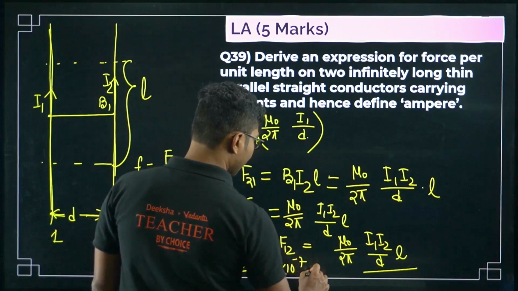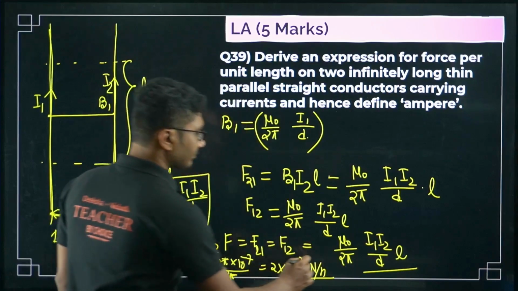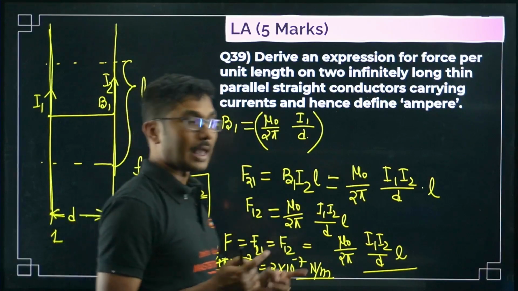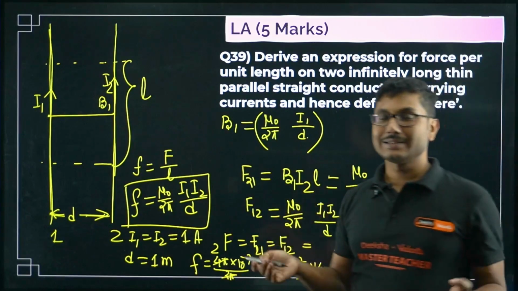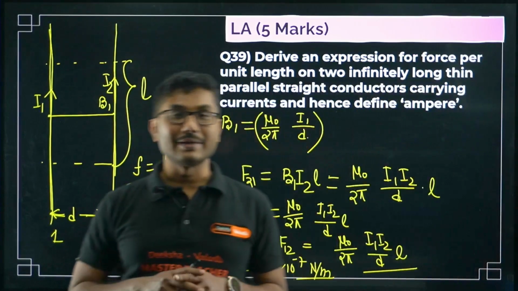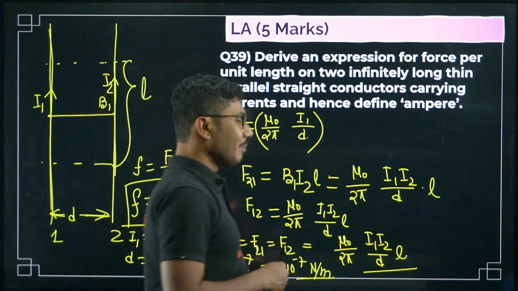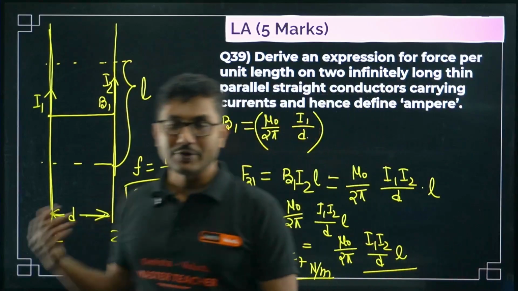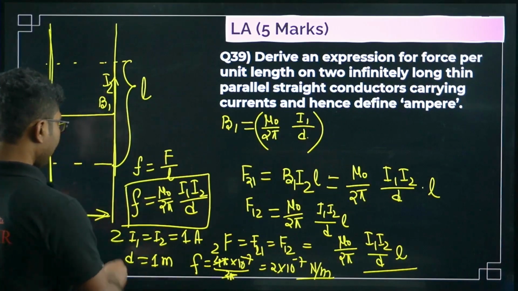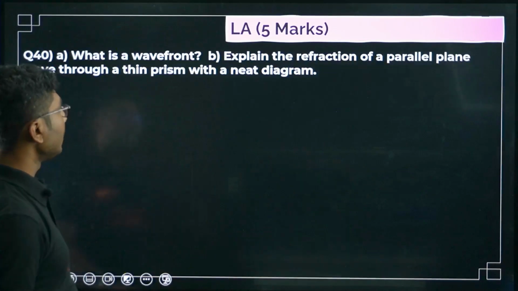Now this much force per unit length will act if two parallel current carrying wires carrying current 1 ampere each are separated by 1 meter. Then they will experience a force of 2 into 10 to the power of minus 7 Newton per meter. So that is basically the definition of ampere. This part you have to remember. Next, move on to the next part.